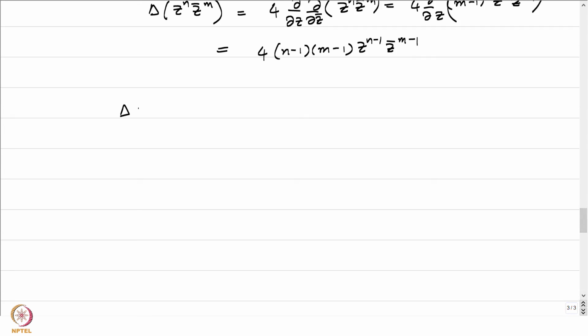So effectively, we have written the Laplacian of f to be equal to the summation of c_nm times 4 times n into m, z^(n-1) z̄^(m-1), where both m, n are now greater than 0. Both are greater than 0.